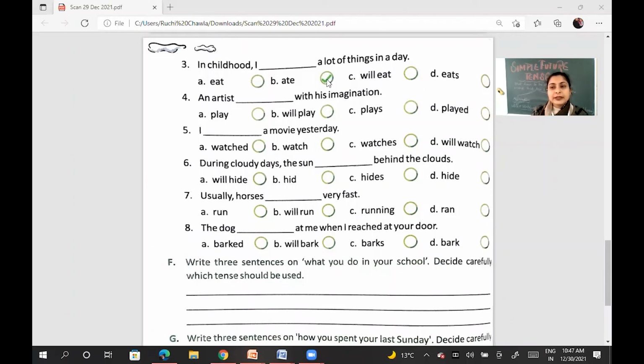Now sentence number 4. An artist dash with his imagination. ठीक है? Now जो आर्टिस्ट होता है वो अपनी इमेजिनेशन से प्ले करता है. ना आर्टिस्ट होता है, राइट? सो इट मीन्स आर्टिस्ट क्या करता है? आर्टिस्ट तो हमेशा ड्राइंग करेगा, हमेशा प्ले करेगा, है ना? सो दिस इज अ रेगुलर एक्शन दैट हैपेंस. सो दिस सेंटेंस इज इन सिंपल प्रेजेंट टेंस.